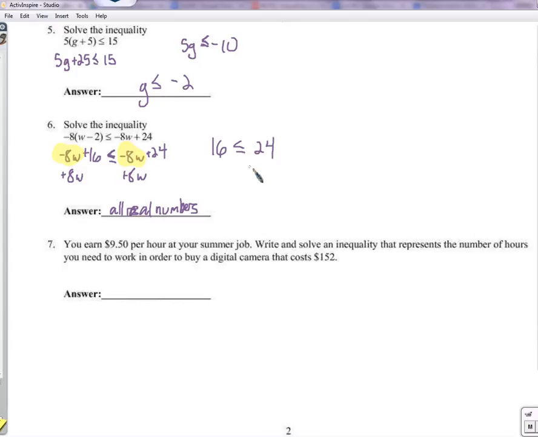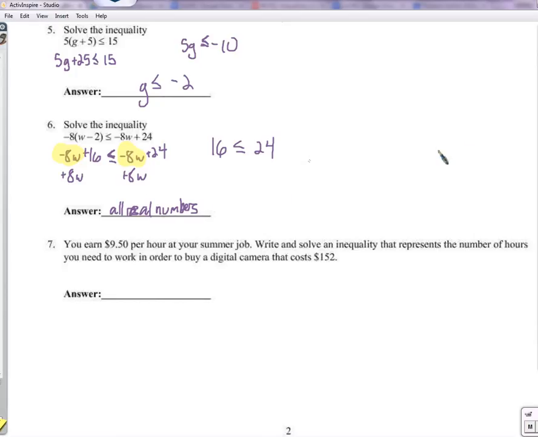And there's no w in here. There's no w to solve for. W doesn't have an effect on this relationship. 16 is less than 24. So it's just another way of showing everything that I just talked about. There's nothing that I can plug in for w that will mess this up. This can never be affected by my choice of w, because in this inequality, there is no w. So there's nowhere to even put the w to have it try and do something. Okay, so all real numbers.